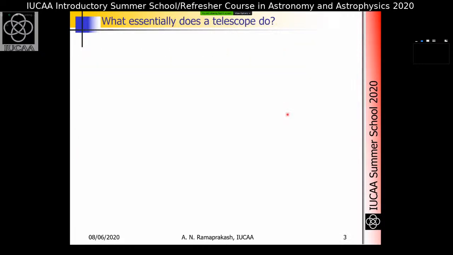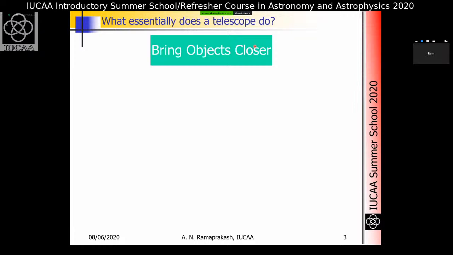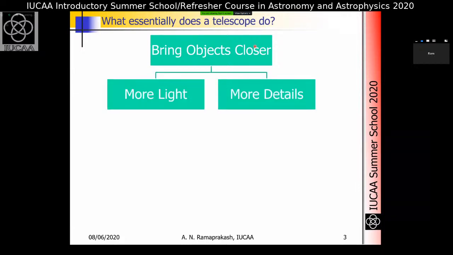Now, coming back to optical telescopes, let me ask this essential question, because a telescope is an astronomer's main tool. Now, what does a telescope do for an astronomer? If you ask that question in a simple-minded way, the answer would be telescopes bring objects closer. That's very obvious. You look through a telescope, a distant object appears closer to you. Now, let us try to understand that in a little bit more detail in the context of astronomy, for example. Bringing an object closer has two aspects.